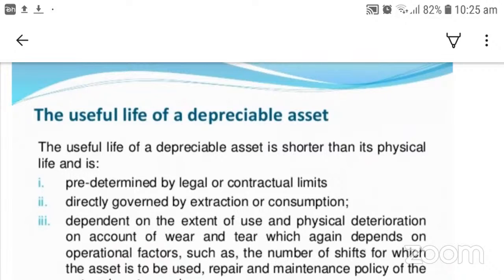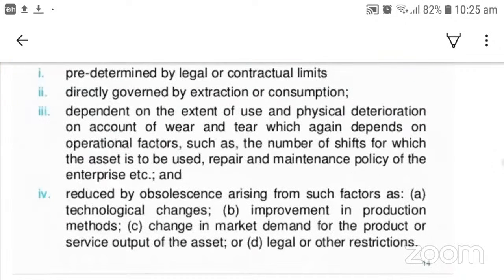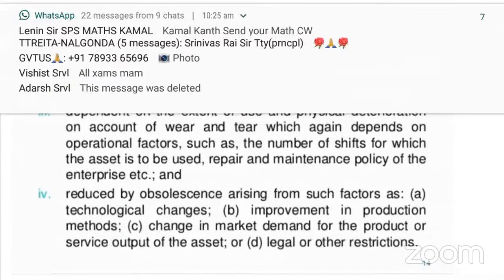Dependent on the extent of use and the physical deterioration on account of wear and tear, which again depends on operational factors such as the number of shifts for which the asset is to be used, repair and maintenance policy of the enterprise, etc. We will consider in what way we are using the asset, shift wise.